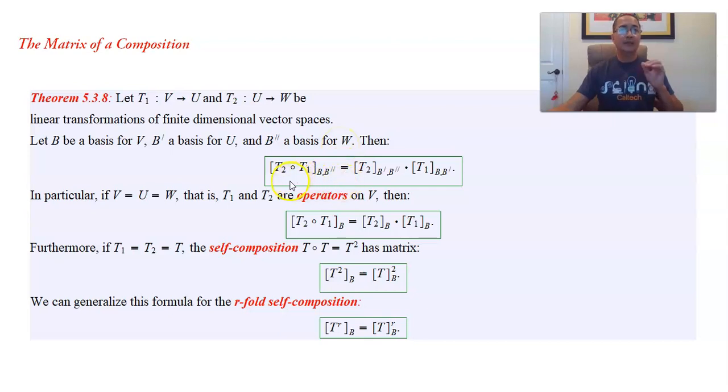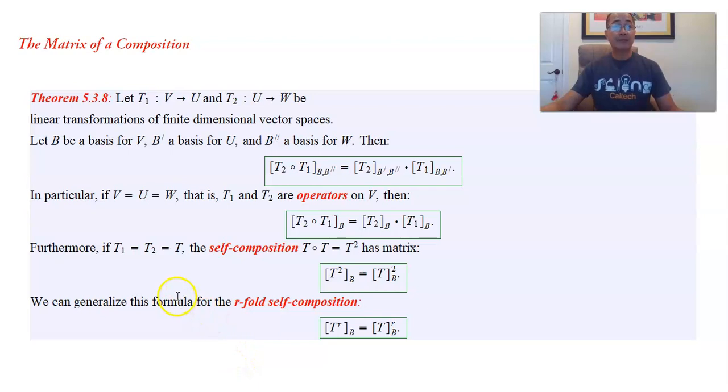So the matrix for the composition with respect to B and B double prime would be the product of the two matrices. If all three spaces are exactly the same, in other words, they're operators on the same space with basis B, then it looks more natural. The matrix of the composition is just the product of the two matrices with respect to the same basis.